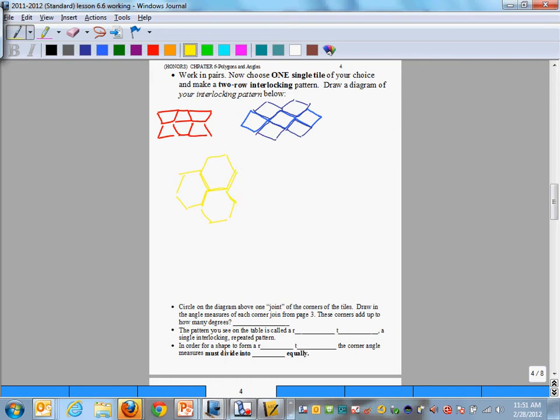All right, start putting your measurements in, please. Put the measures of your angles in, please. The measure of your angles, please. There you go.